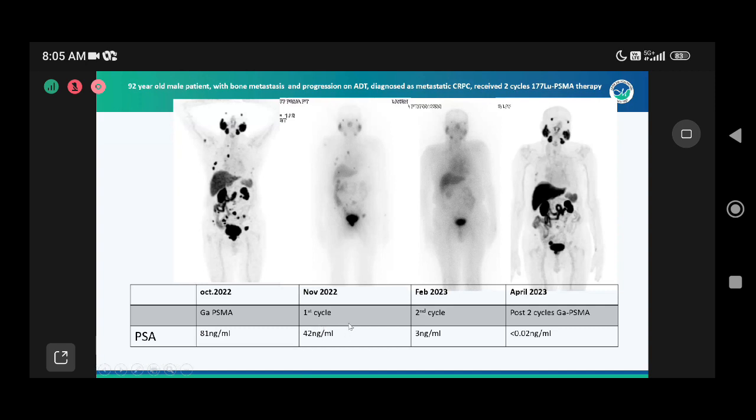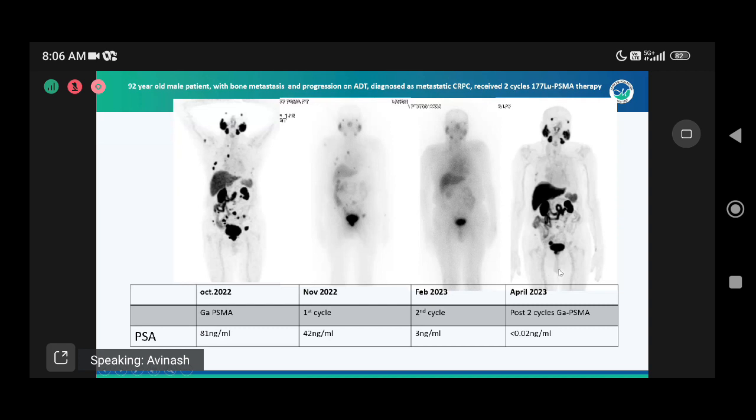So almost with the first cycle itself, we could achieve that 50% PSA response. And after the second PSMA, there is a significant drop of PSA to 3 nanogram. And 2 months after the second PSMA, we did a gallium PSMA scan to assess the disease extent.